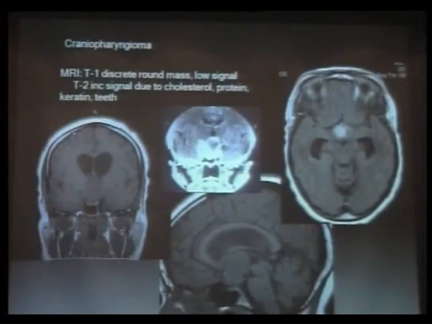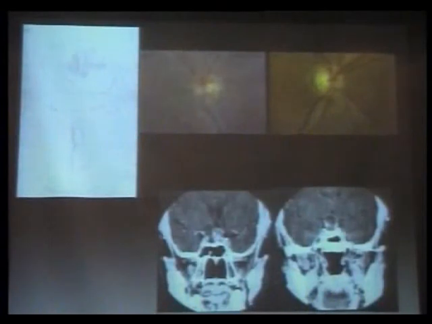And I'm going to talk a little bit about craniopharyngioma. Cranios on T1 look pretty discrete and homogeneous. We can see however, on CT sometimes calcification within them, cysts within them, and on T2 you can see increased signal related to cholesterol, protein, teeth, keratin, whatever. So they are multifaceted in their imaging presentation.